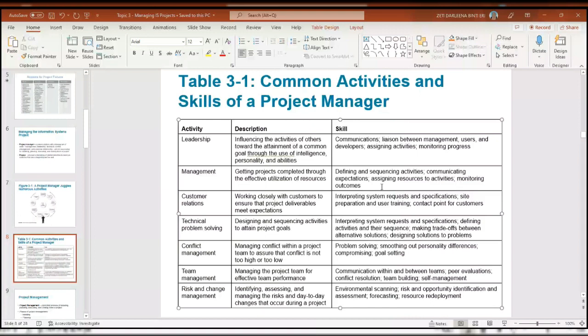Management, defining and sequencing activities, how to arrange activities, which comes first, which is important, which is related, which is support, which is primary, which we call core. And then communicating expectation, assigning resources to activities and monitoring, many factors here. Conflict management, problem solving, smoothing out personal differences, including negotiating, team management, communication within and between team members, peer evaluations, and so on and so forth.